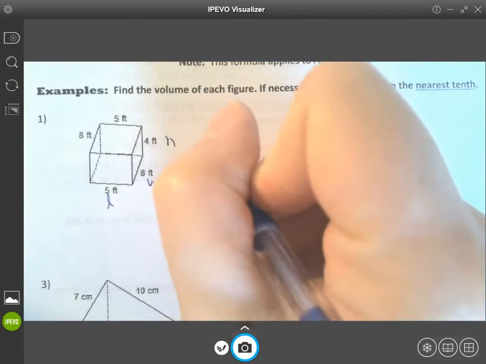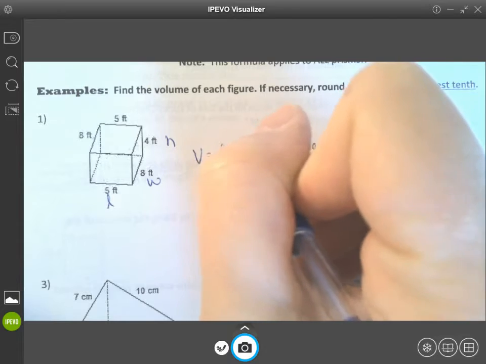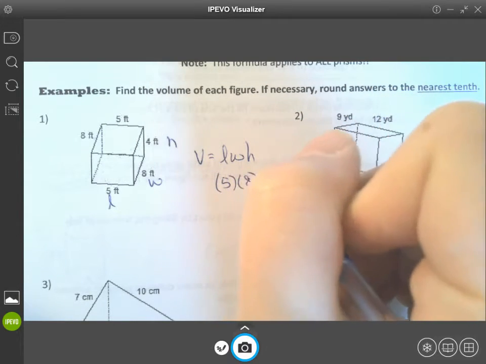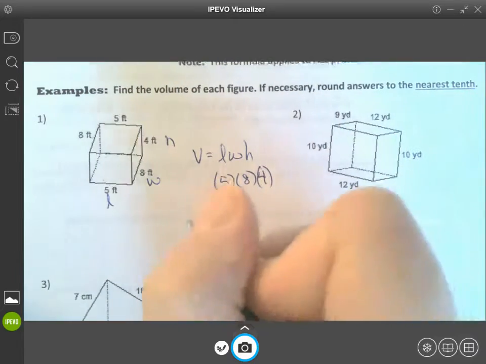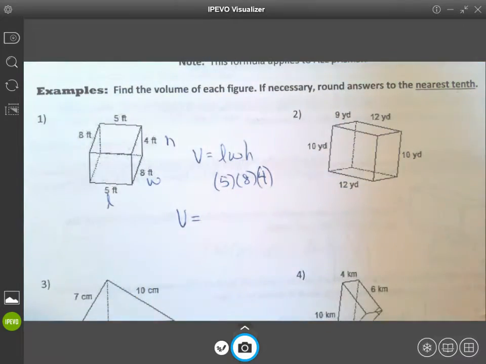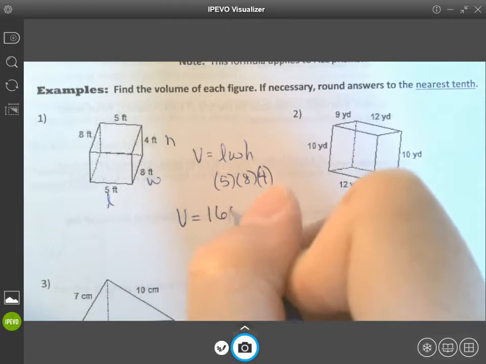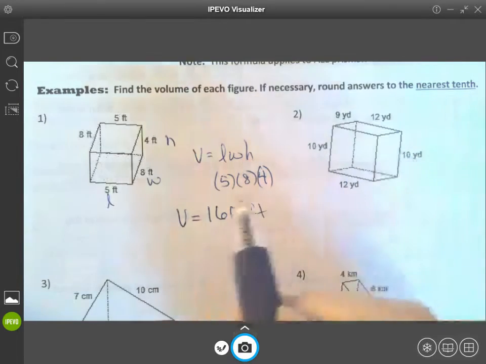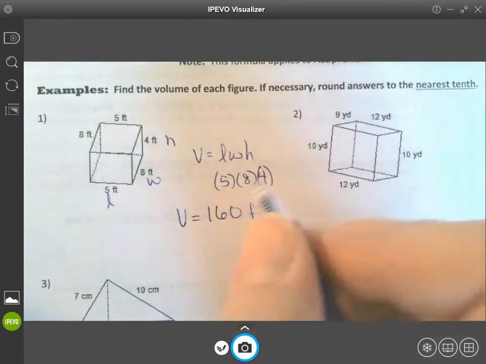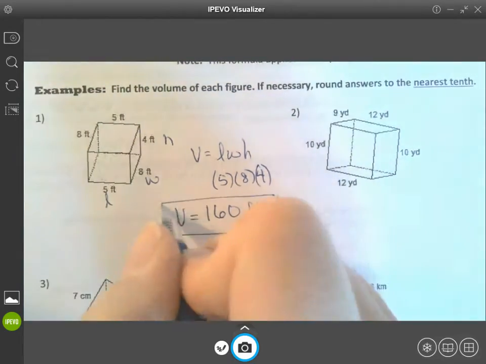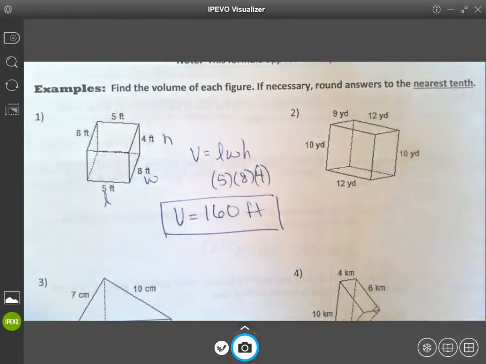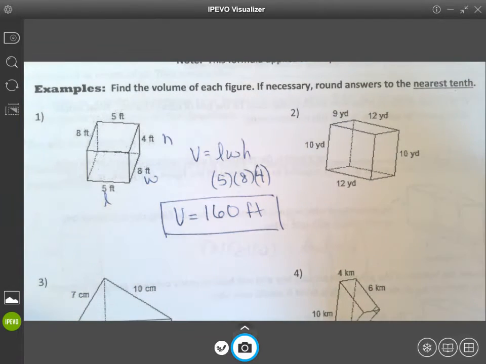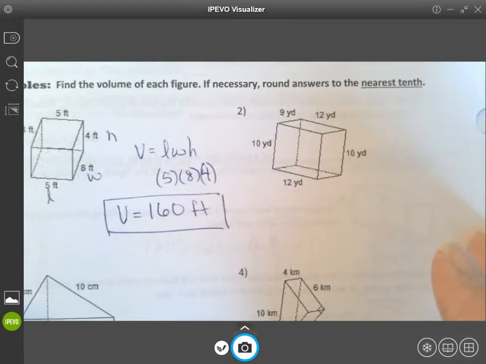All right, so volume equals length times width times height. Length is 5, width is 8, height is 4. And what do we get, friends? Type it in the calculator. And what would you label it? Yes, because we did feet times feet times feet. Perfect. So pretty simple. Actually, volume is a lot easier than the surface area of a prism, isn't it? I think so.